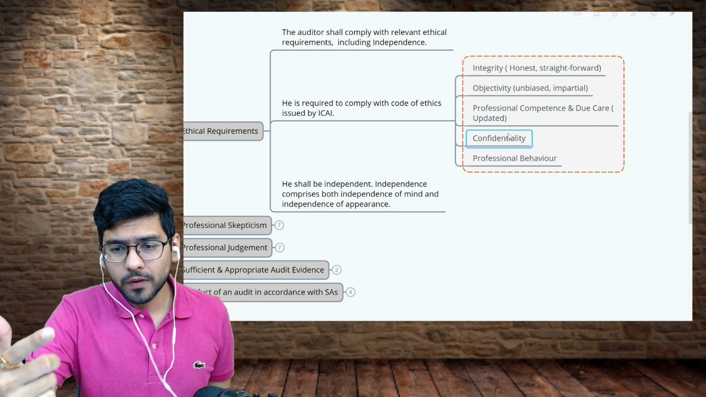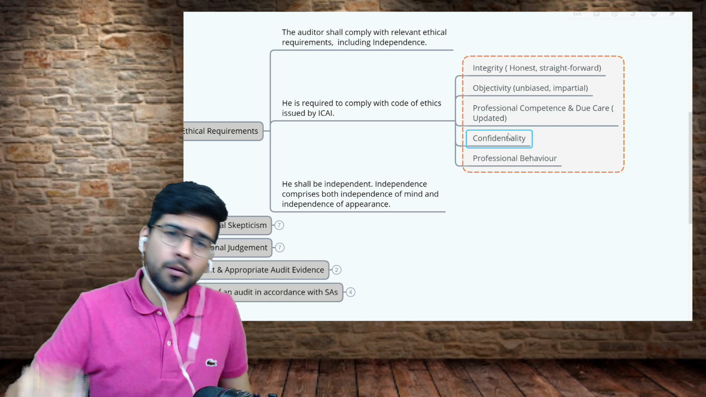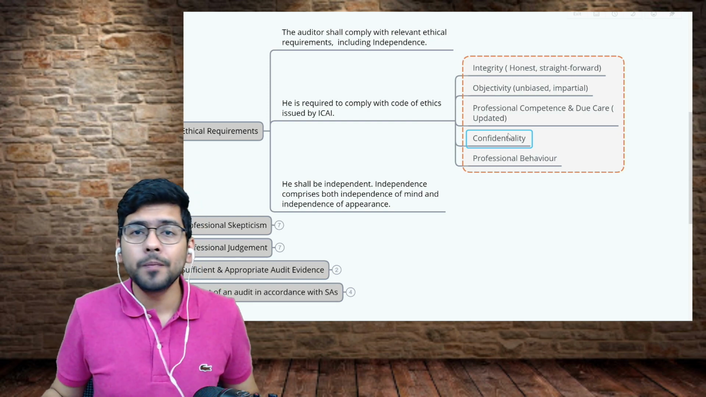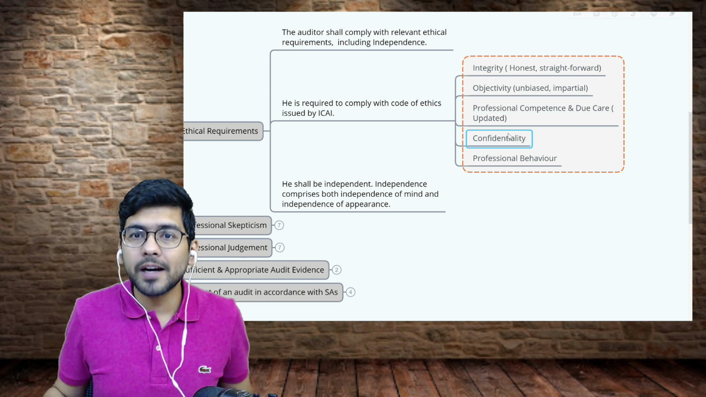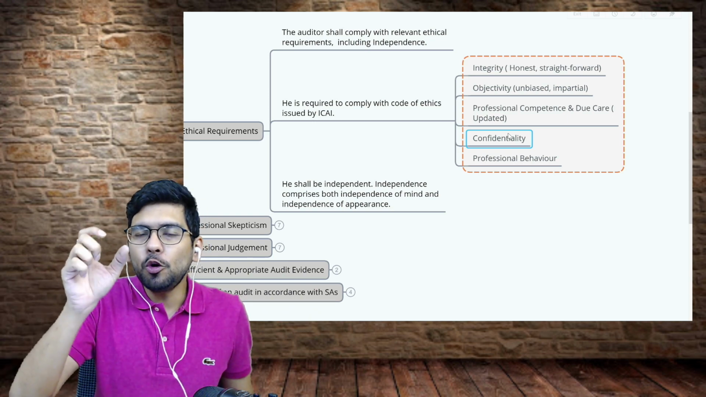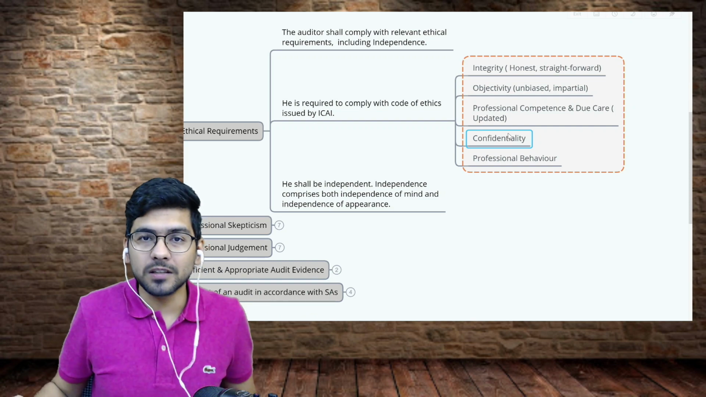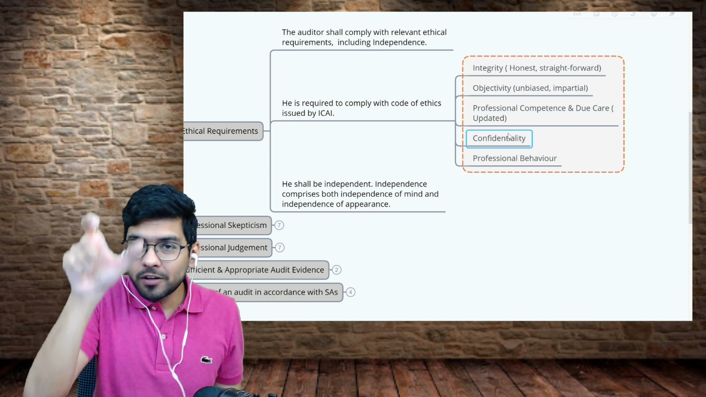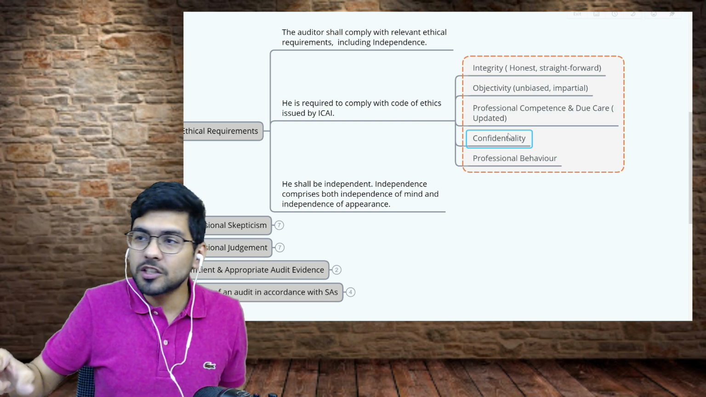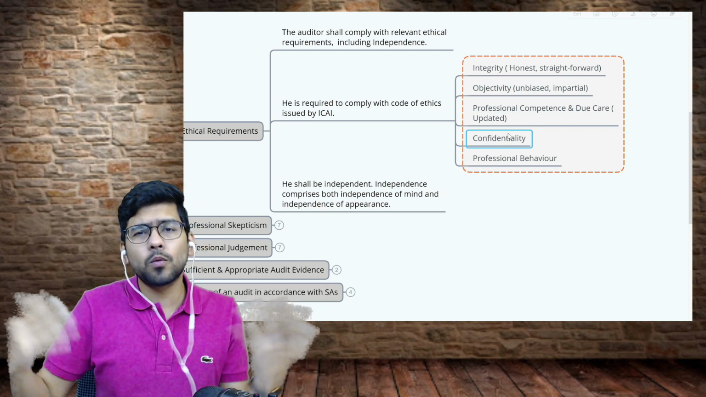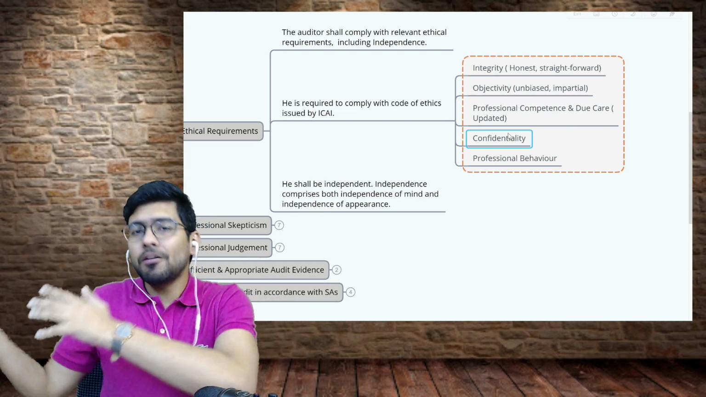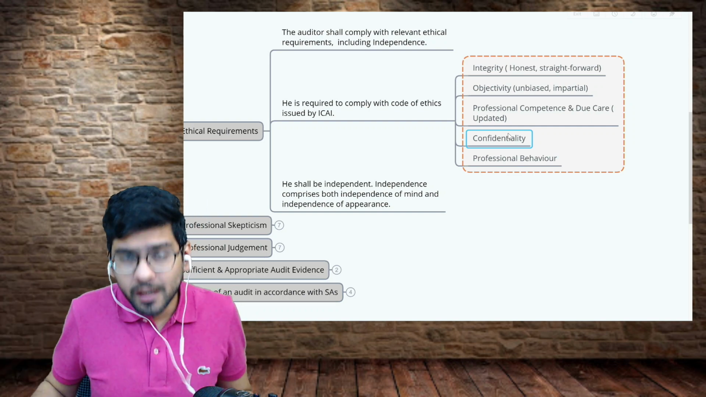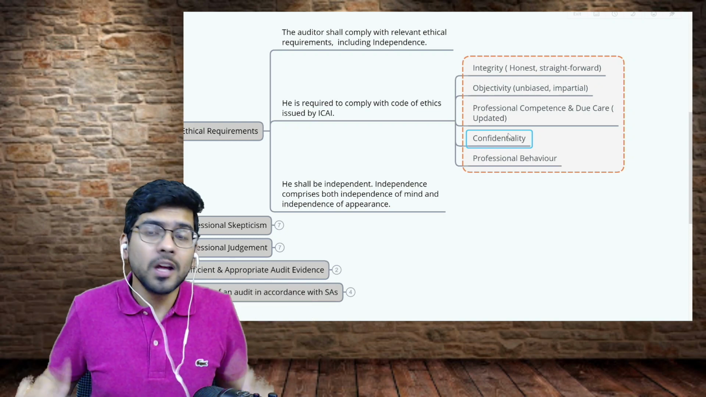You may disclose the information if you are bound by your legal or professional duty. For example, I am doing your income tax audit, and there is a requirement that I need to mention all the transactions with your related parties. I need to mention the kind of transaction, whether it is purchase or sale. I need to write the name of the related party. I need to write the nature of relationship, whether it is your father, mother, brother, sister, whatever it is. So I am disclosing that information to the income tax authorities, but this doesn't mean I am breaching the confidentiality principle here. I am doing so because I am bound by law to do so.